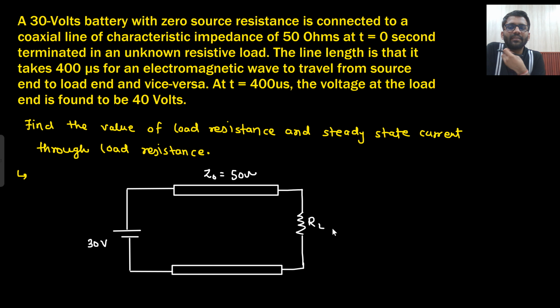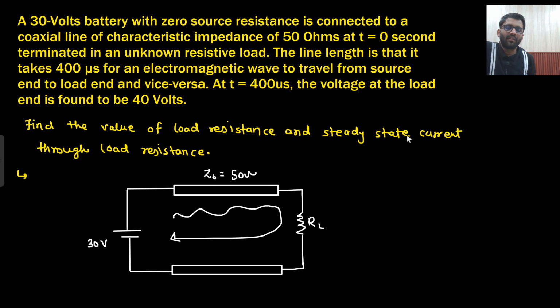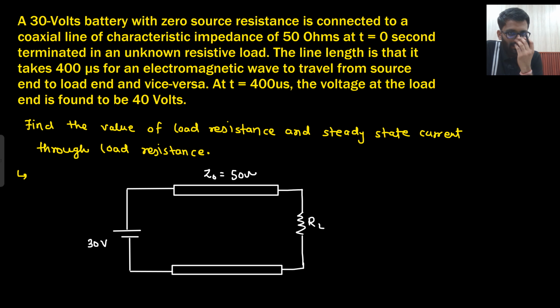is that it takes 400 microsecond for an electromagnetic wave to travel from source end to load end and vice versa. What they mean by this question, I did not understand the language. What they are saying is that 400 microsecond is taken to go here and come back here. The line length is such that it takes 400 microsecond for an EM wave to travel from source end to load end and vice versa. That means 400 microsecond to go and 400 microsecond to come back, or 400 microsecond for a complete round. I am not sure, but when we solve this problem, this 400 microsecond will not be used. Let me solve this problem.